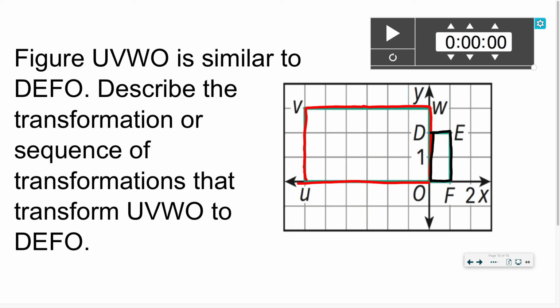Now you might come up with different transformations than the person next to you because there could be a couple of things you could have done to go from one to the other. But I want you to try and come up with a sequence of transformations that went from U, V, W, O, the red, to the black. I'm going to put up 5 minutes and see what we can come up with.